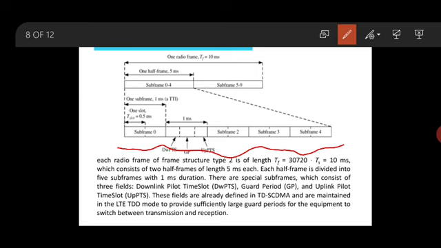We'll see one by one what the contents of these are, in detail. I hope you can see DwPTS, GP, UpPTS.